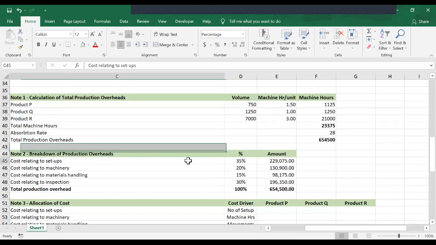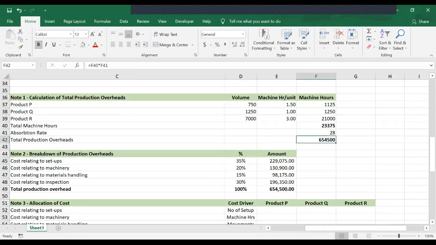Again, it's simple, 35% of this 6,54,500. So this will come to these amounts, and you can see again the total is coming to 6,54,500. Okay, I hope this part is also very simple.